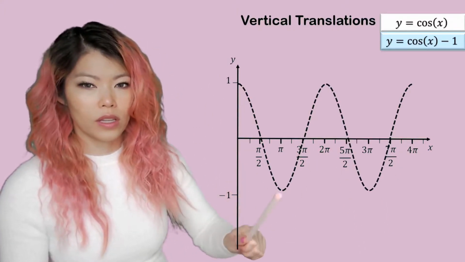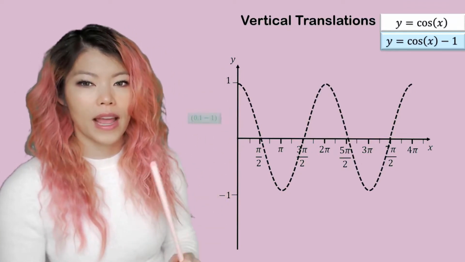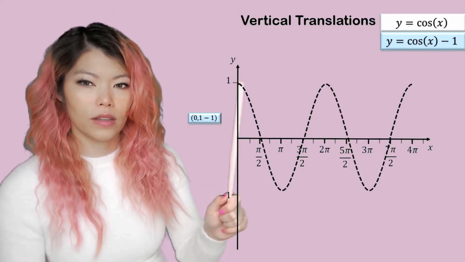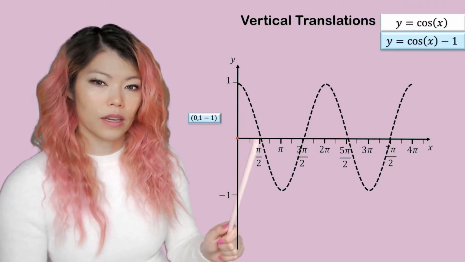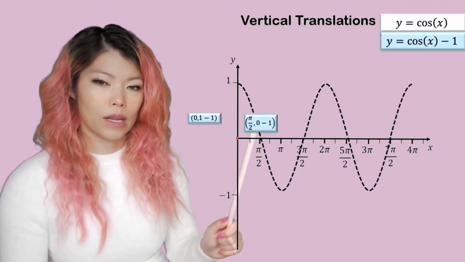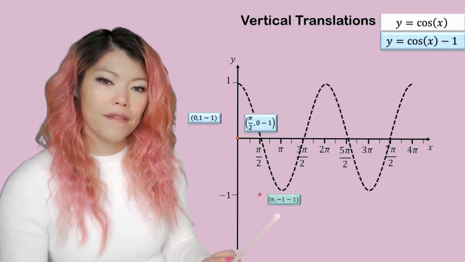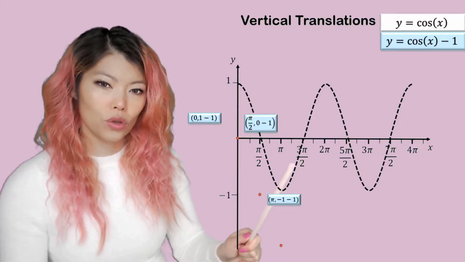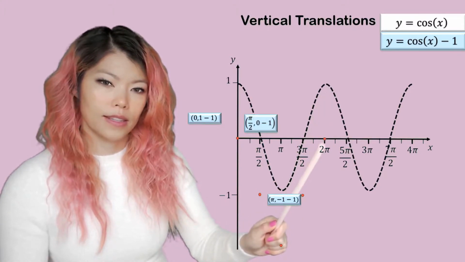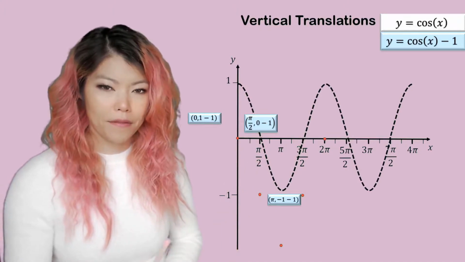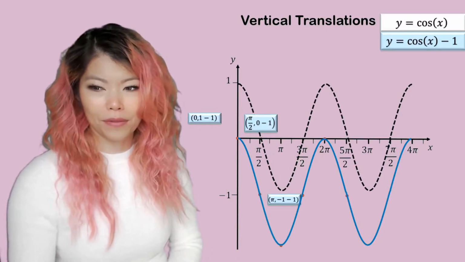What we do is we sketch what we know, the original graph, and then we move each of the points down by 1, just the y value. For example, the point (0, 1) would now be (0, 1 minus 1), which is (0, 0). The point (pi on 2, 0) will now be (pi on 2, 0 minus 1), which is (pi on 2, negative 1). So the y value changes. Minus 1 becomes minus 2, the 0 becomes minus 1, the 1 becomes 0. So I'm subtracting 1 from the y values. Now we have all these dots, we just join them all together to get the graph.